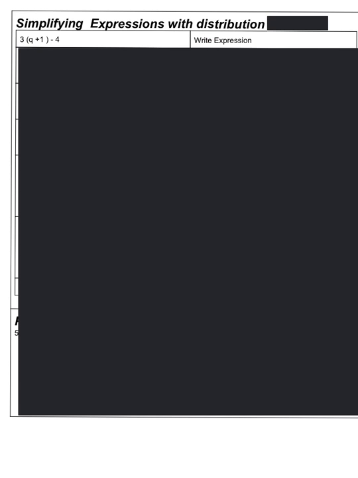So after we've written our expression, the first thing we do is distribute. When we distribute, we are multiplying the term outside the parentheses by both things in the parentheses. So first we're going to do 3 times q. And 3 times q is equal to 3q. Next, we are going to multiply 3 times 1. And 3 times 1 is 3. And this is a positive 1, so we'll write this as plus 3.